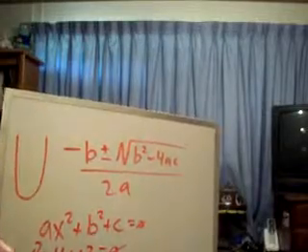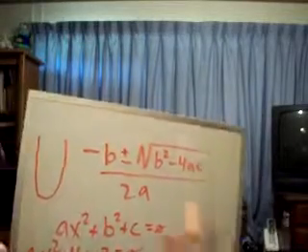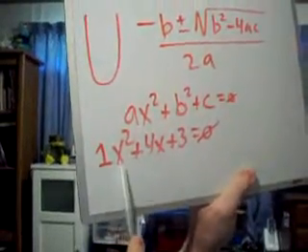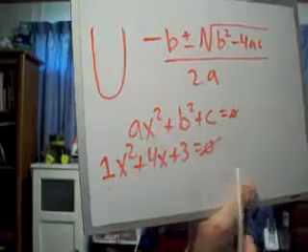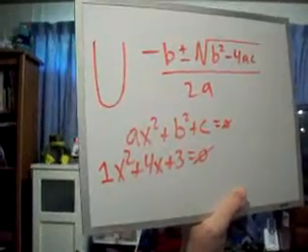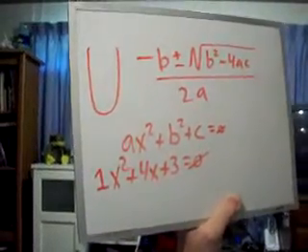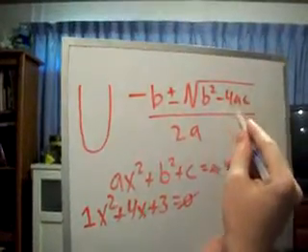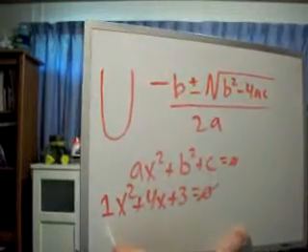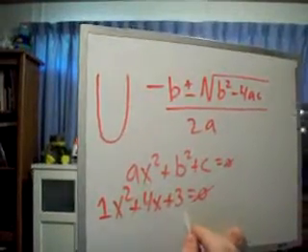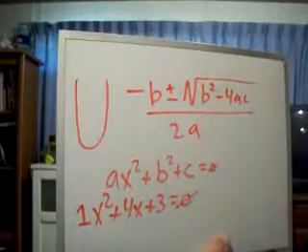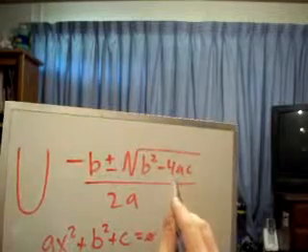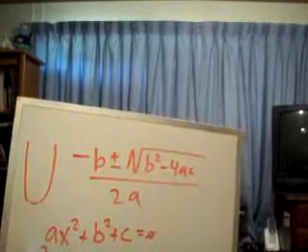Alright, so just to kind of show you how this works, here we go. We have this equation right here: 1x squared plus 4x plus 3 equals 0. Now, what's b? b is 4. 4 squared is what? 16. Now we have this 4 here, and we're going to multiply this 4 by 1, which will still give us 4. And we're going to multiply by 3, which will now give us 12. So, 16 minus 12 gives us 4.